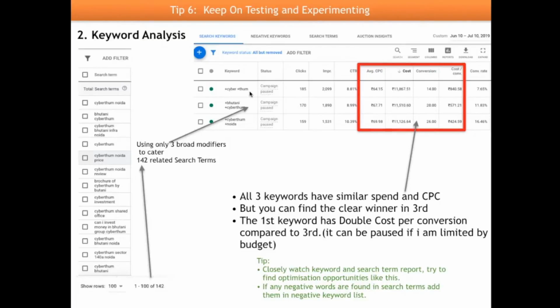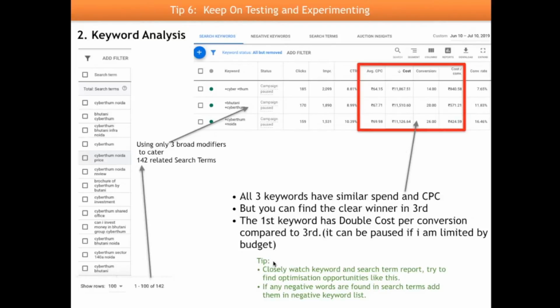All right, but what else I could do is I can also remove this keyword if I want to. I can pause it or delete it if I want to. So the first keyword, if you see, has double the cost per conversion. The lead cost here, if you divide this by this, comes to 840, but here it's only 424, right? If you don't go deep into your keywords and analyze this, you could never find a winner, right? So what I could simply do next month to improve the conversion is pause this keyword and these two will keep running, and automatically I will get my campaign optimized.